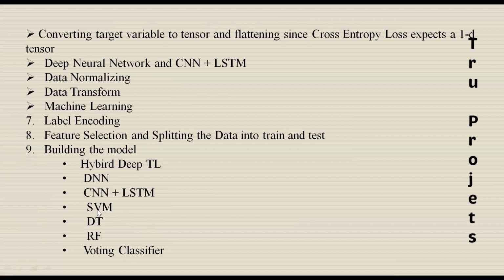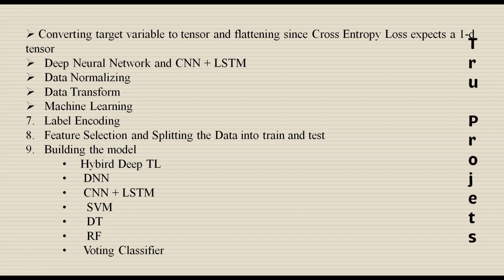SVM, Support Vector Machine. SVM is a machine learning algorithm that is effective for both classification and regression tasks. It works by finding the hyperplane that best separates data points of different classes. DT, Decision Tree. Decision trees are a simple yet powerful machine learning technique that build a tree-like model to make decisions based on feature values. RF, Random Forest.